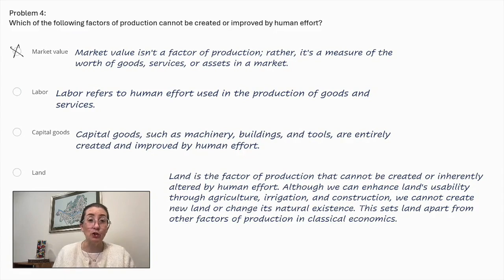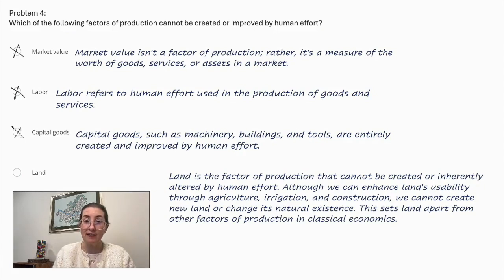Labor refers to human effort used in the production of goods and services. It is inherently a product of human effort and can be improved through education, training, and healthcare, making it distinctly a result of human creation and enhancement. So not the correct answer either. Capital goods, such as machinery, buildings, and tools, are entirely created and improved by human effort. So that is not the correct answer either.